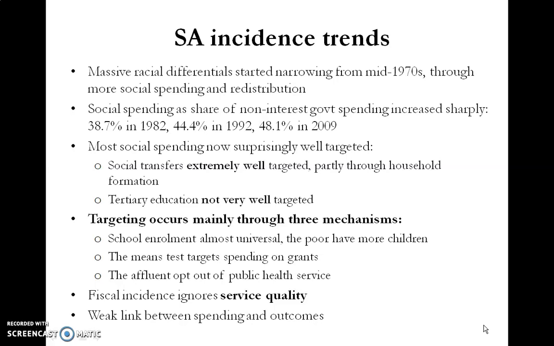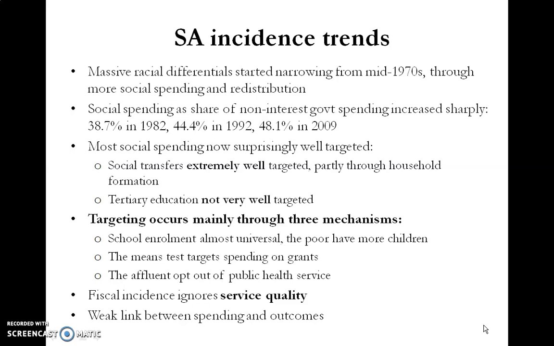Now, in the South African context, there were massive race differentials between different social spending by government, but that started to narrow from the mid-1970s due to international sanctions and pressure from abroad. And because of this, more social spending and redistribution occurred across racial differentials. As a result of this, social spending as a share of non-interest government spending increased sharply over that period of time. It moved from 38.7% in 1982 right up to 48.1% in 2009.